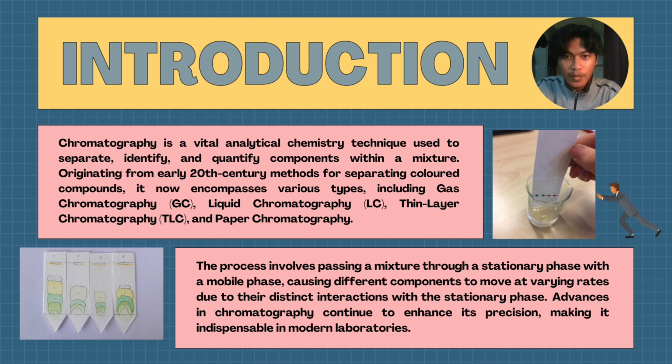It now encompasses various types, including gas chromatography (GC), liquid chromatography (LC), thin layer chromatography (TLC), and paper chromatography. The process involves passing a mixture through a stationary phase with a mobile phase, causing different components to move at varying rates due to their distinct interaction with the stationary phase. Advances in chromatography continue to enhance its precision, making it indispensable in modern laboratories.